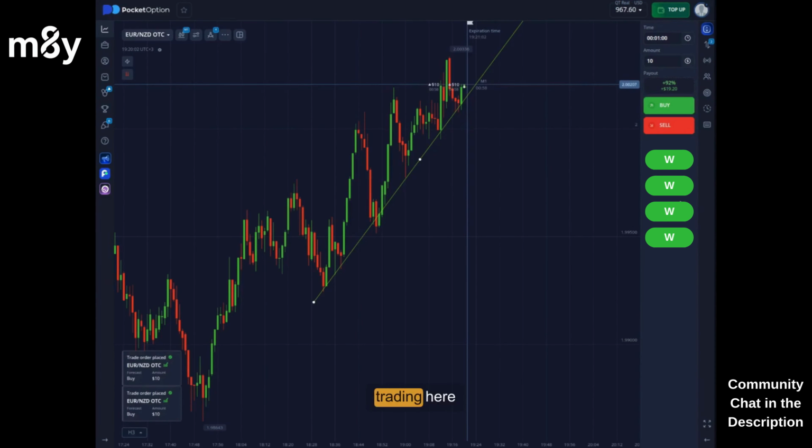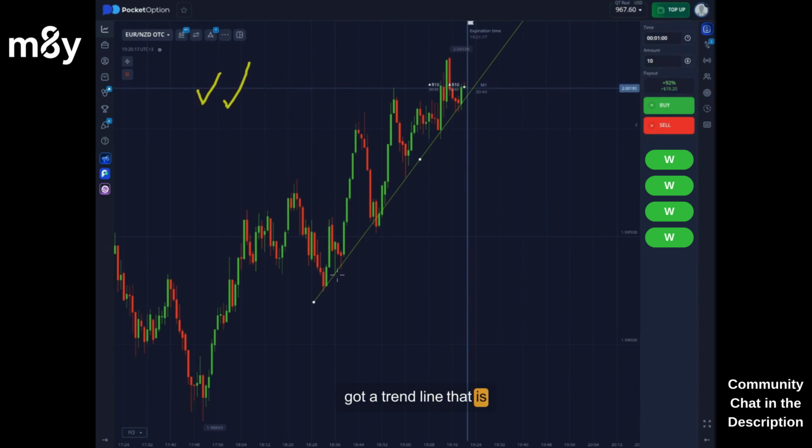To buy trade in here. Now the reasons of this trade. Let me delete that. Okay. First, we have a bullish trend. Second, we got a trend line that is touching every candle. And third one, we got a green candle verification with that rejection in here. Also, if you can see, there is a bullish engulfing in here.